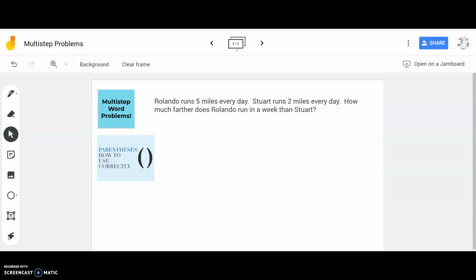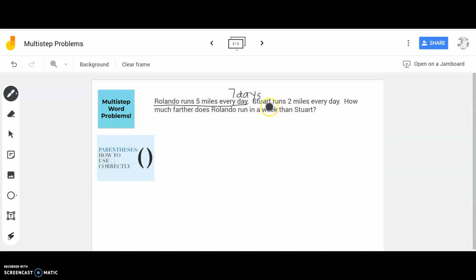Let's get started. Rolando runs 5 miles every day. Stuart runs 2 miles every day. How much farther does Rolando run in a week than Stuart? So again, I know that Rolando runs 5 miles every day. Well, every day would be Monday, Tuesday, Wednesday, Thursday, Friday, Saturday, Sunday. So I'm just going to put a 7 here because every day means 7 days, every day of the week.